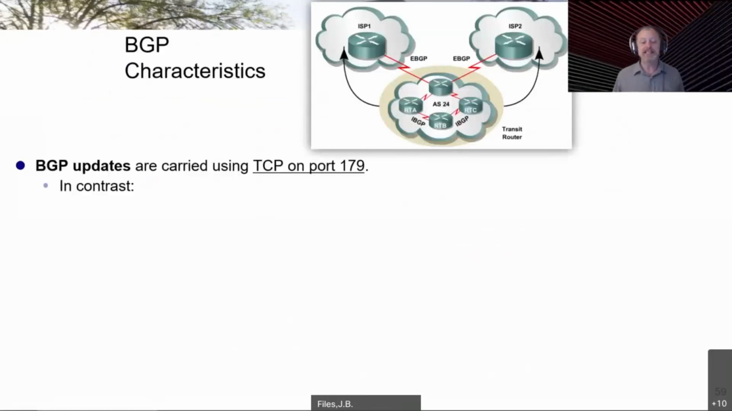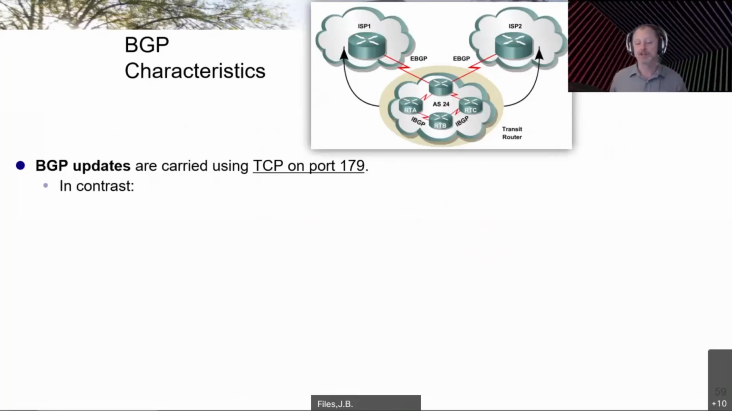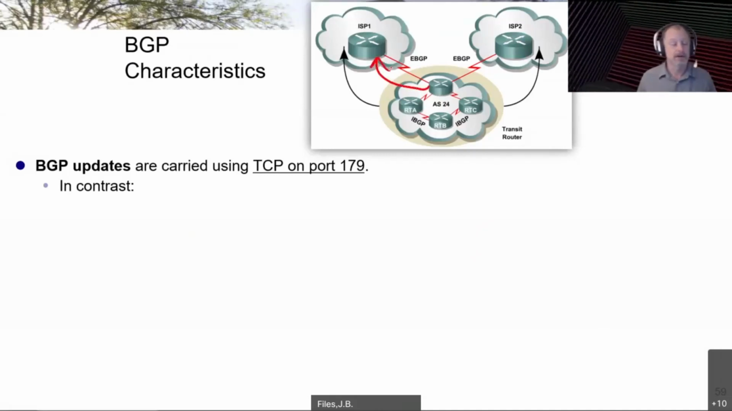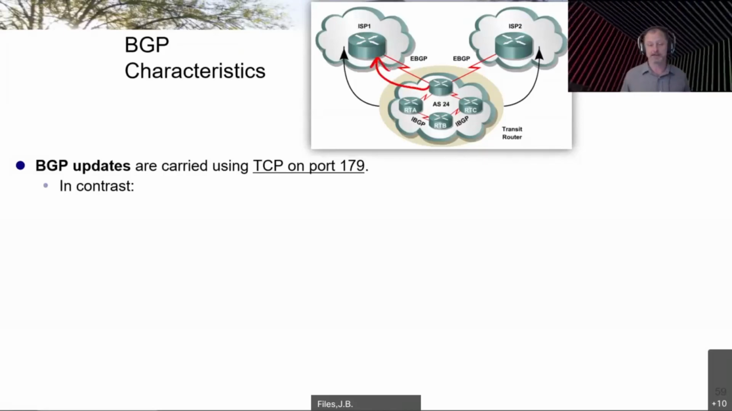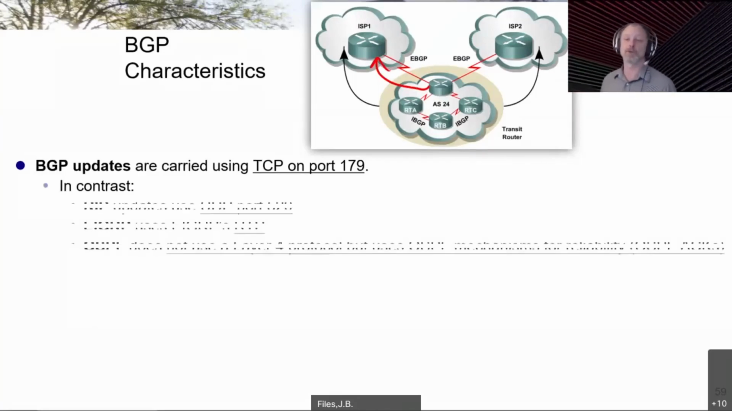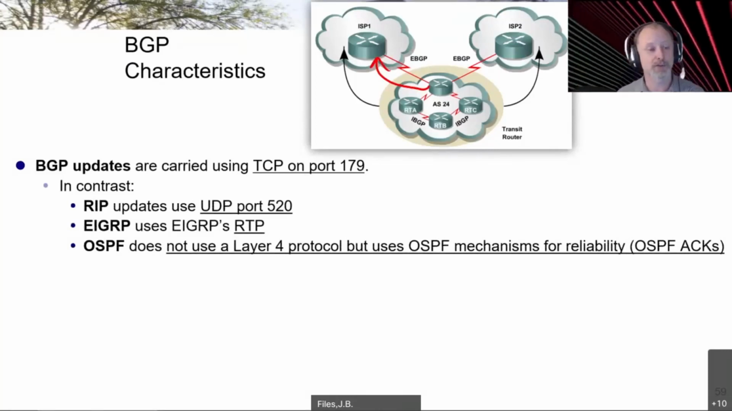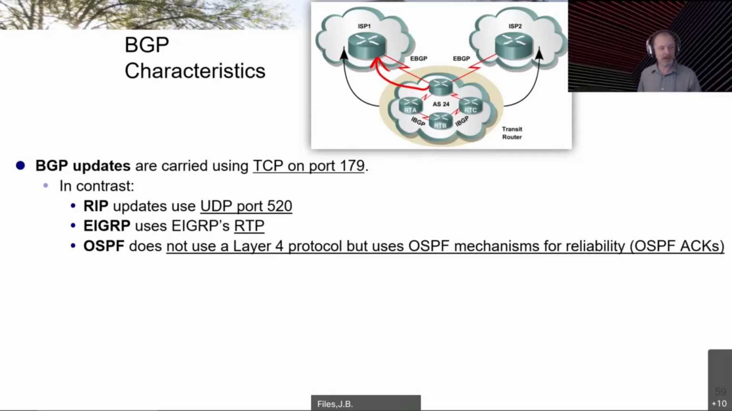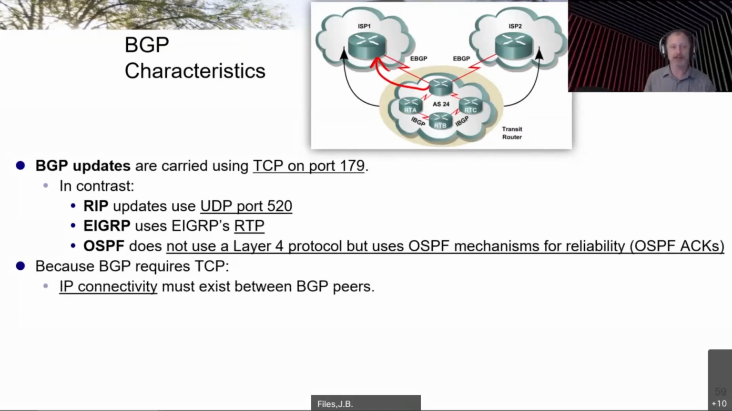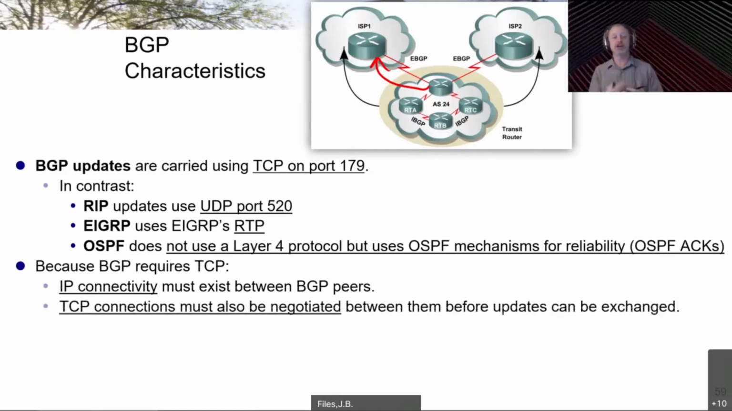So BGP uses TCP. Okay, that means you got to be able to ping the other side. This router has to be able to ping that router. So routing is already going on somehow. All right. So it's TCP port 179. RIP uses UDP. EIGRP uses its own proprietary RTP, Reliable Transport Protocol. OSPF has its own little thing also. Okay. But BGP, we have to have connectivity between the two peers before BGP is even running. Okay. And TCP must be negotiated.